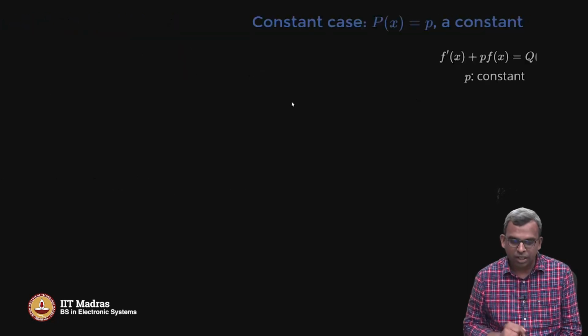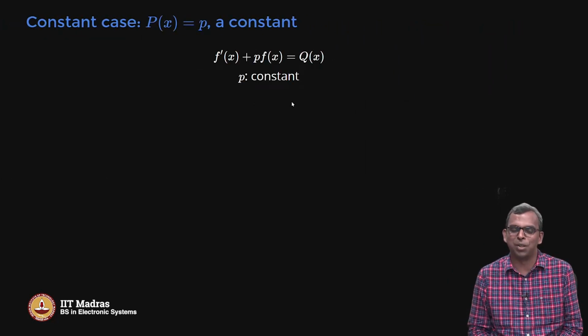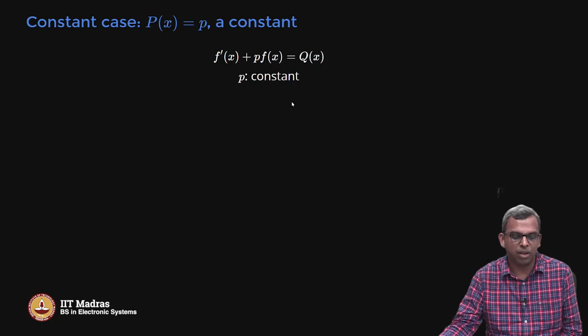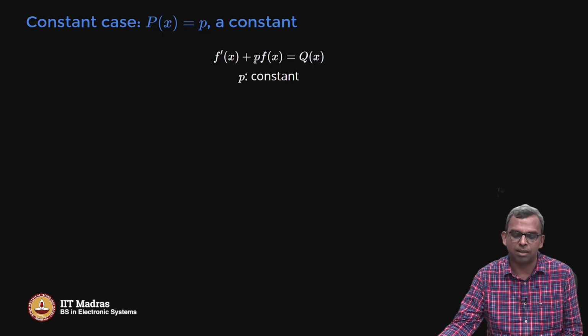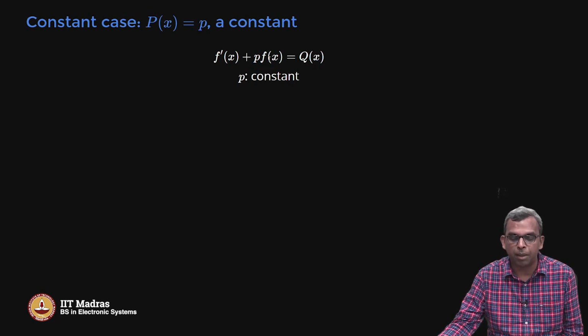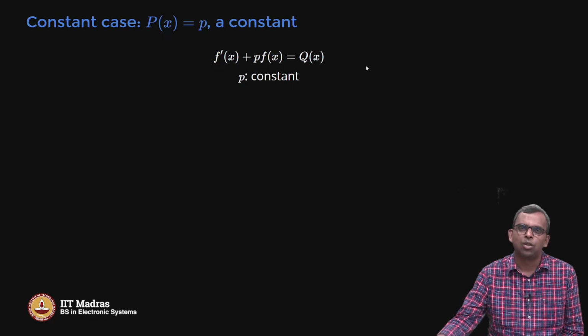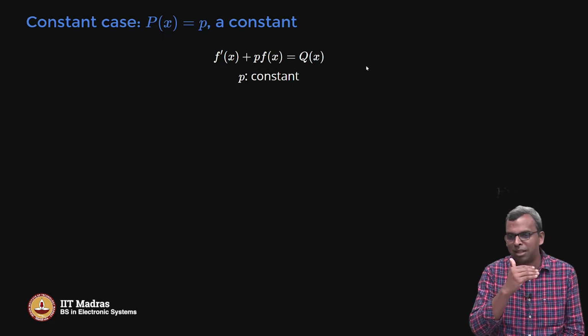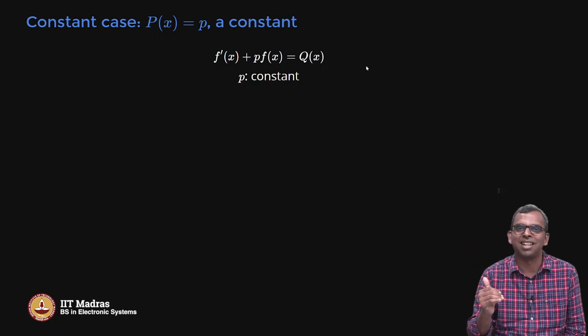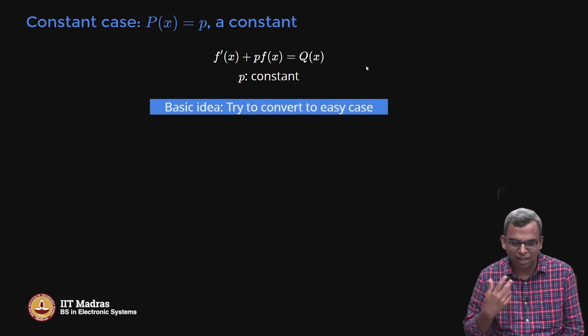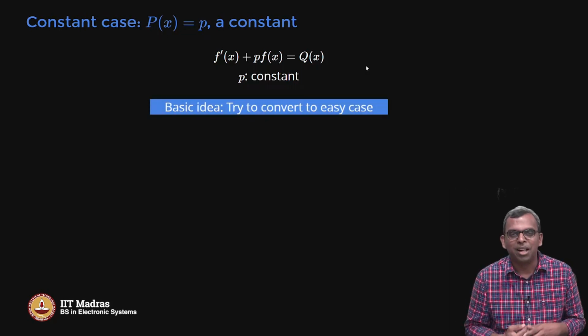Of course in real life you may not have p of x to be 0. So let's begin with a slightly simpler case, the constant case, where p of x is p, small p, some constant, some number. There is no dependence on x here. That's what I mean when I say constant. This is just a constant p. So the form I'm going to consider now is f prime of x plus p times f of x equals q of x. So what is always our method? We start with the easy case, and then we take a slightly more complicated case, but do something to reduce it to the easy case. So that's going to be the trick. The trick is to see if we can convert this into the easy case.